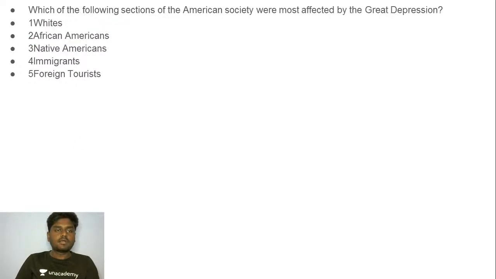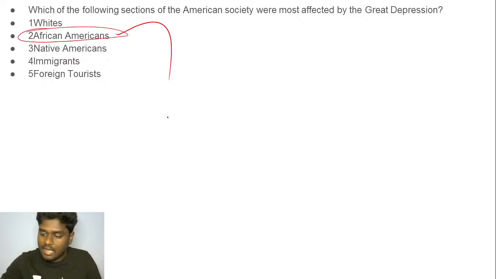Right? And which of the following sections of the American society were most affected by the Great Depression? So undoubtedly it is not the whites. So it is actually the African Americans. Right. So African Americans were greatly affected. 50% of black Americans lost their employment.